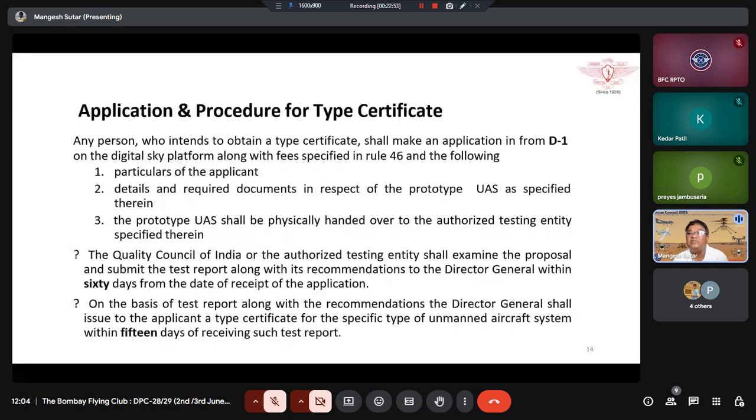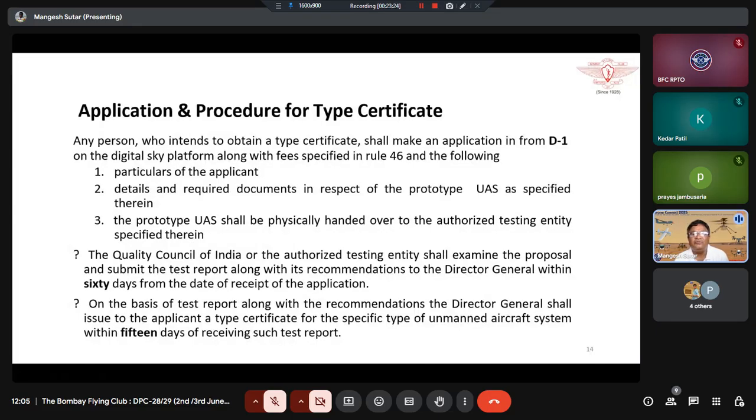Okay, or maybe a 2 months period. And they will be testing his prototype, whatever he has defined in his documents. Then only if they are satisfied with all your documentation and it passes all the airworthiness tests, only then will they give their recommendation to Quality Council of India, and then Quality Council of India will provide the test reports to DGCA within 60 days to certify it further for type certification.